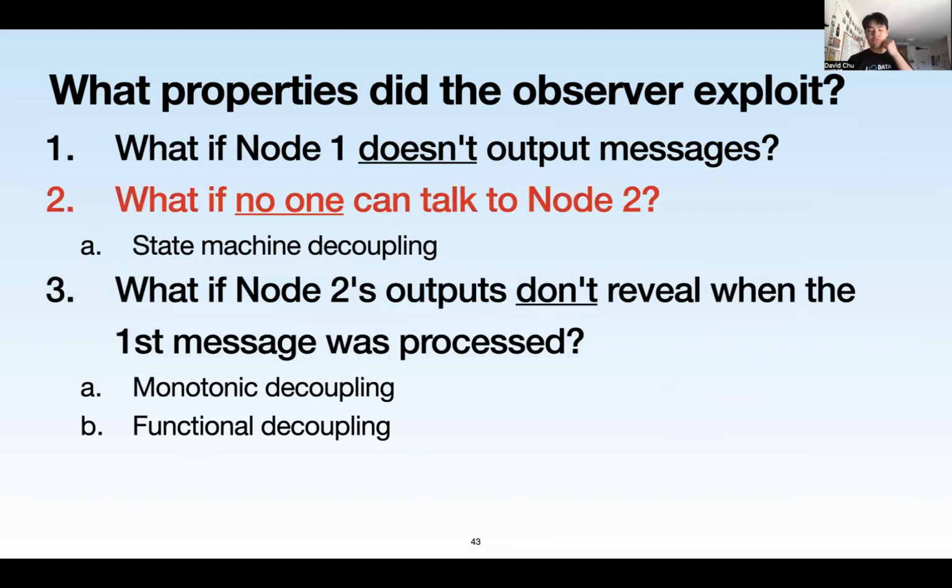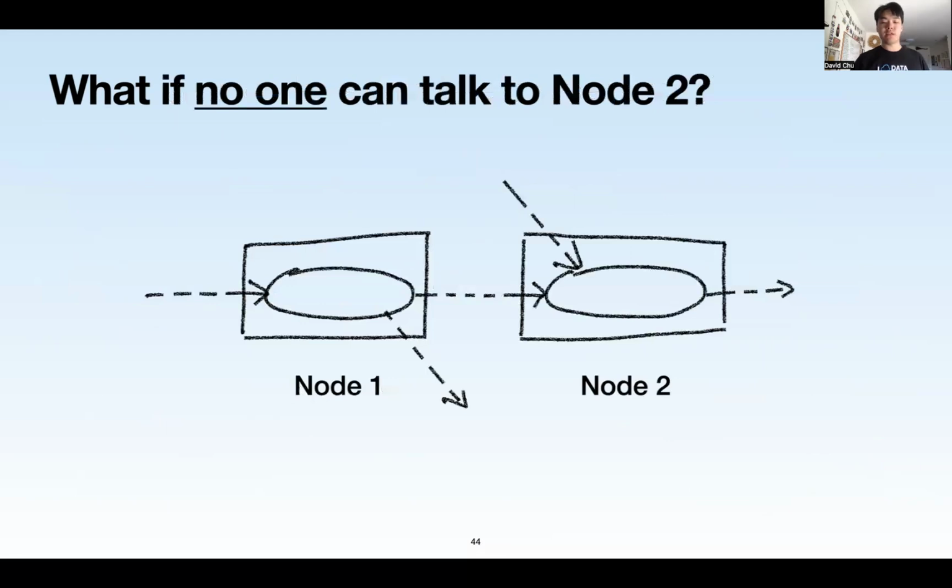We're going to start with removing property number 2. We don't actually look at number 1 because it doesn't turn out to be that helpful for our rewrites, but it is also a valid precondition. So what if nobody can talk to node 2? Here's what that looks like. I just take the input channel to node 2, boom, make it disappear.